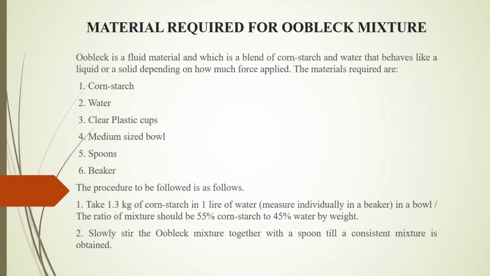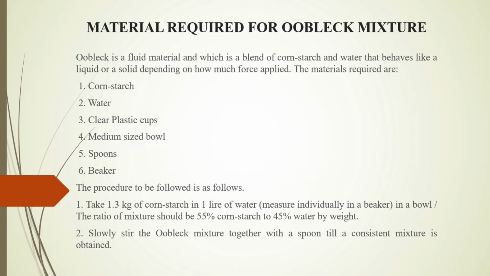Then, the materials required for the oobleck mixture. The materials required are cornstarch, water, clear plastic, a medium-sized bowl, a spoon, a beaker, etc. In the procedure followed, the ratio of the oobleck mixture should be 55% cornstarch to 45% water by weight. Take 1.3 kg of cornstarch and 1 liter of water in a bowl.